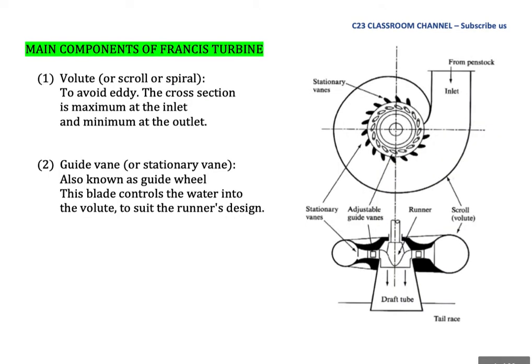These are the main components of the Francis turbine. 1. Volute, or scroll, or spiral. It is located in here. The volute in the Francis turbine is similar to the volute in a centrifugal pump. It was created to avoid eddies. The cross-section is maximum at the inlet and minimum at the outlet.